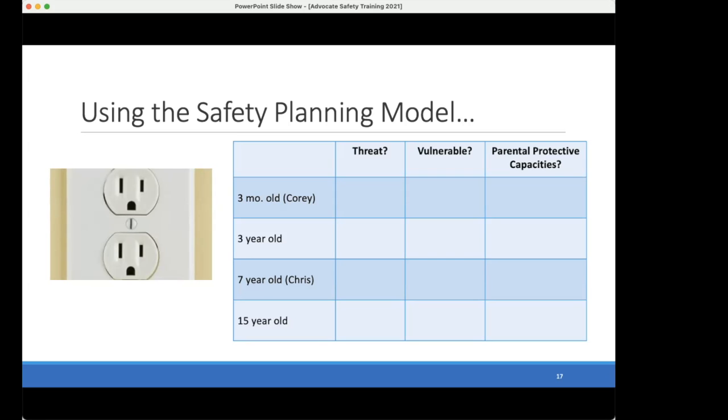Is the child vulnerable to the threat? And you can discuss ways that we could keep that kid safe from that threat if you determine that it is a threat. I'm going to break you up into small groups to have some small group discussions about this. And when you come back, I want you to be able to answer, is it a threat? Is the child vulnerable? And what can we put in place to keep the kids safe?